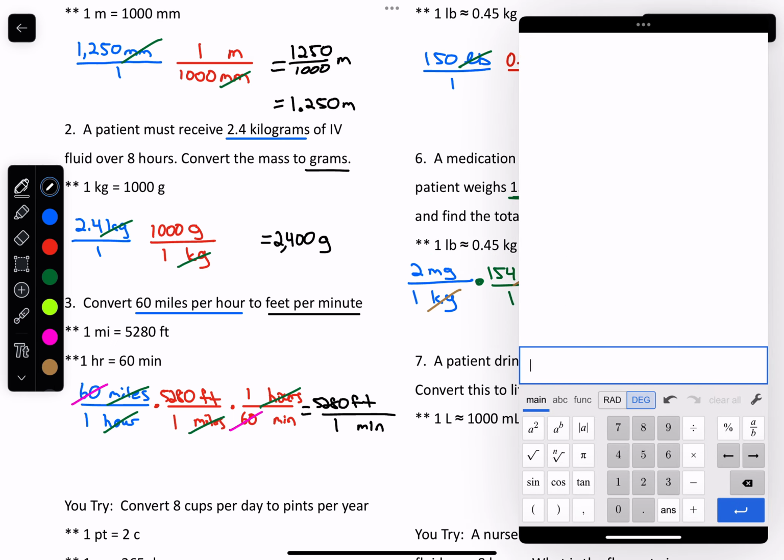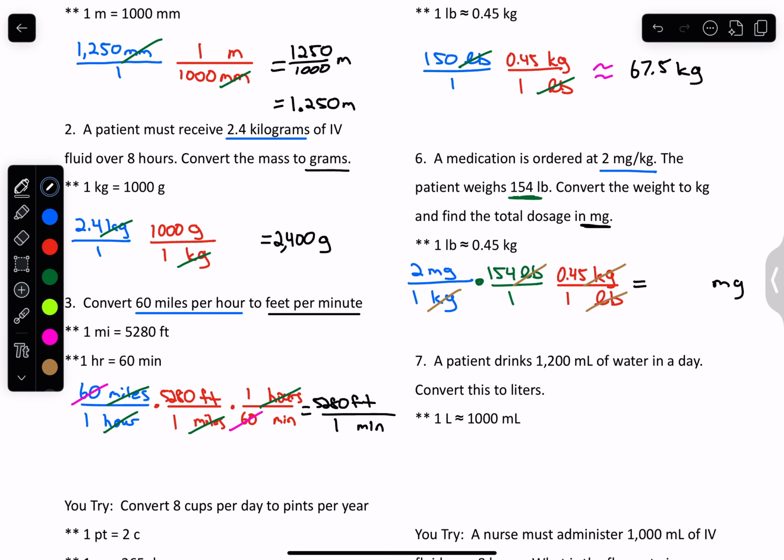So we can go ahead and work that out. 2 times 154 times 0.45 gives me 138.6. But I have to be careful again, because I used an approximate conversion, I need to change my equal sign to an approximation symbol. Okay, so whenever our conversion is approximate, we also have to make sure it's clear that our answer is approximate. But now what this means is that a patient that weighs 154 pounds should have 138.6 milligrams of this medication ordered for them.